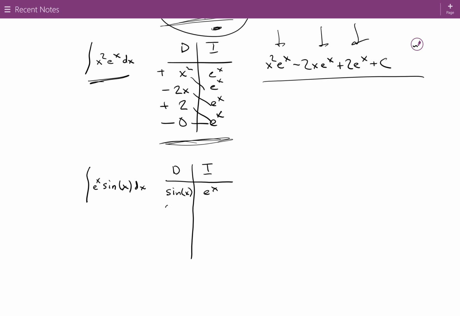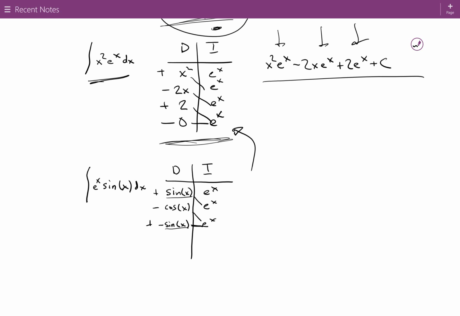Now we're going to derive this: cosine of x, negative sine of x. And you're probably saying this is going to go on forever. And it will if you keep doing that. But we see that this is sine right here, and this is also sine. It's just multiplied by a negative 1, basically. So we can stop there, actually. And I'll show you why in a second. E to the x, e to the x. So now we're going to cross plus, minus, plus, and this one we're going to go across like we have in the previous problems.